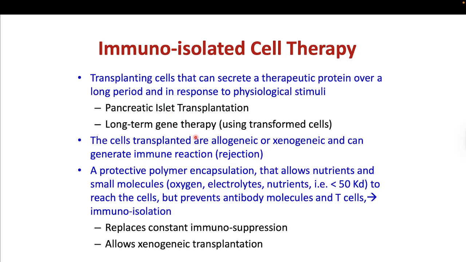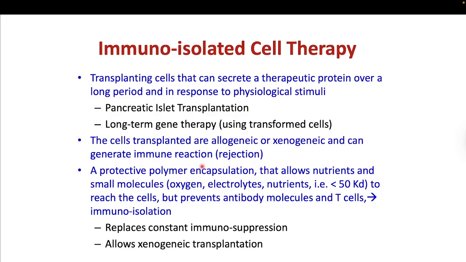The cells transplanted could be allogenic, or they could be xenogenic. Allogenic meaning from the same species, xenogenic meaning we can take these cells from a different species. Let's say we have taken these cells from a pig's body and then tried putting them into a human body. In that case, that would be xenogenic, and there is a chance of generating an immune reaction against this.